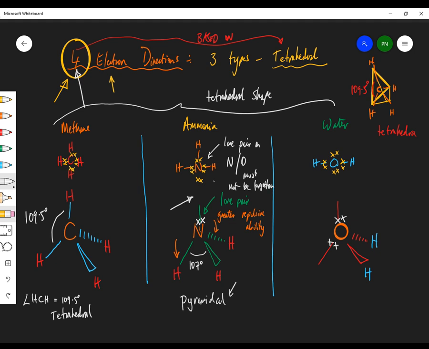Okay, and because of that, it's pyramidal. All right, and it has a bond angle of 107. So let's have a look at this one.